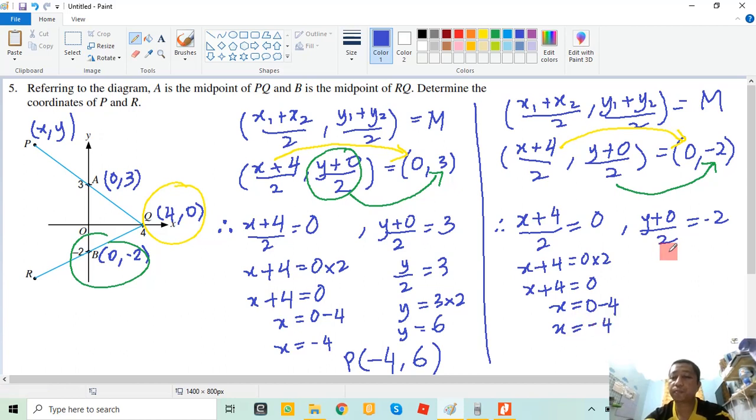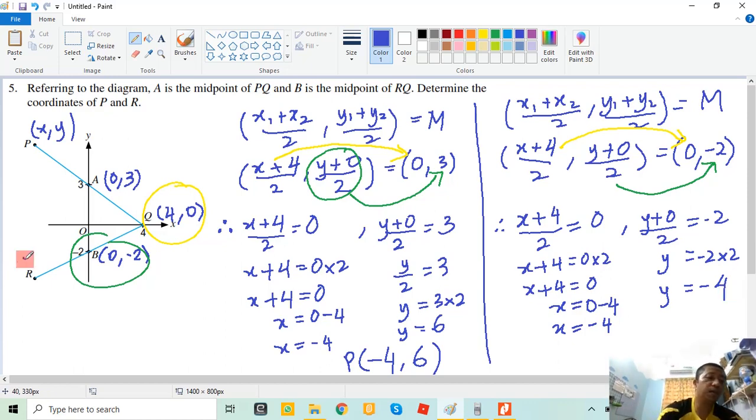Okay, now for y, y plus 0 is y, equal to negative 2. 2 brings to the right hand side, become times 2. Okay, so y equal to negative 2 times 2 is negative 4. Okay, what is the answer? Don't forget we need to write in coordinates form. We want the coordinates of R. So R, the coordinates start with x, negative 4, y, negative 4. This is the answer for question number 5. Okay, I hope you can understand question number 5.